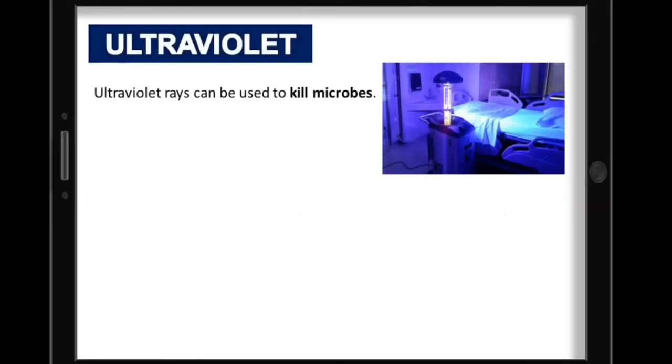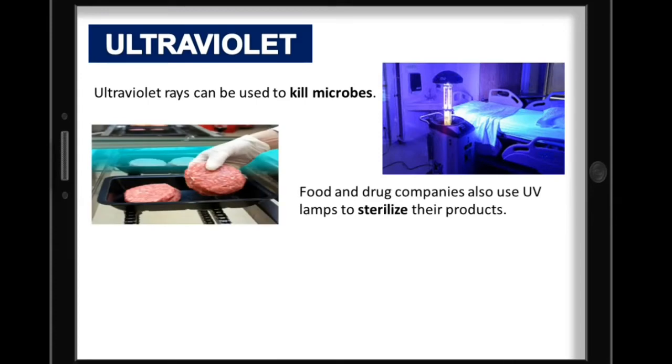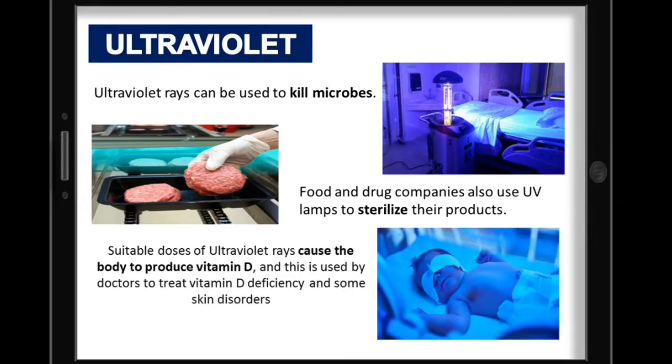Ultraviolet rays can be used to kill microbes. Hospitals use UV lamps to sterilize surgical equipment and the air in operating theaters. Food and drug companies also use UV lamps to sterilize their products. Suitable doses of ultraviolet rays cause the body to produce vitamin D, and this is used by doctors to treat vitamin D deficiency and some skin disorders.